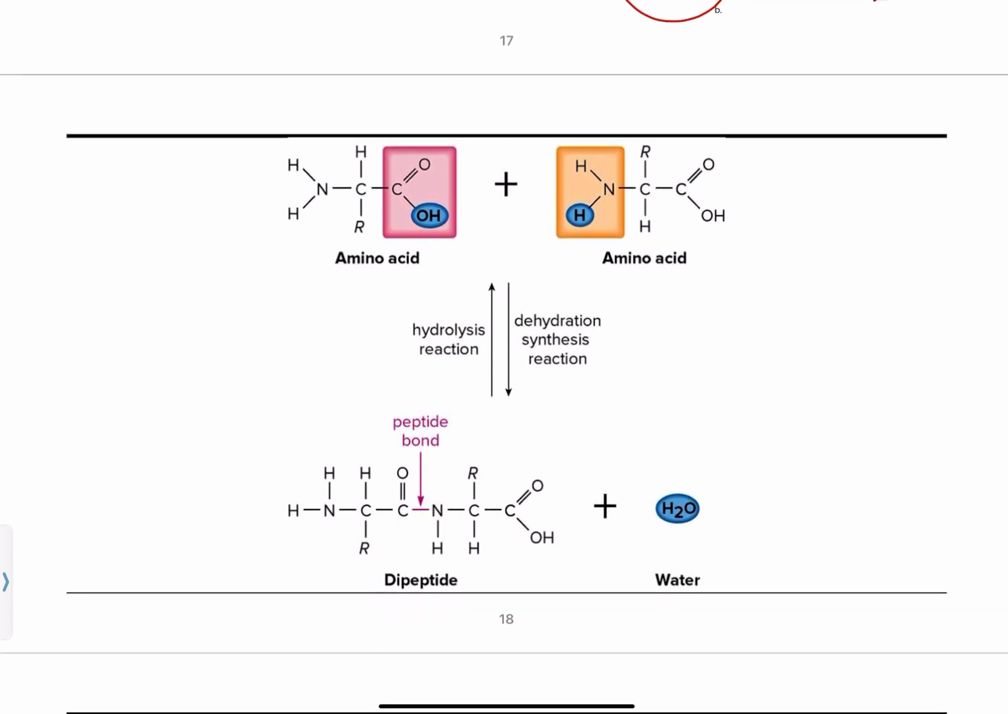It's just showing you here a dehydration reaction going in this direction to link amino acids together. The bonds between amino acids are what we specifically refer to as a peptide bond. If we want to break apart the amino acids, we have to go through a hydrolysis reaction, which is the same for any of our macromolecules.